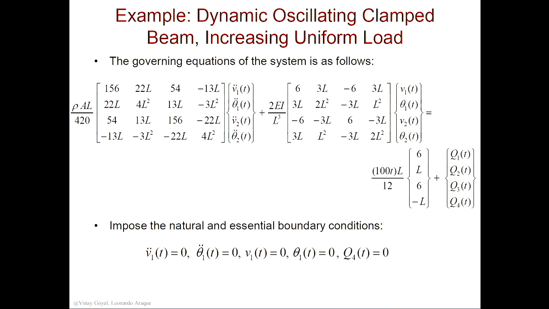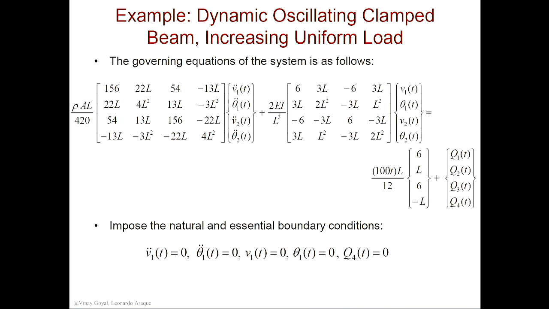So the governing equations are this. You guys saw already this is a mass. That's a stiffness. If you check out the uniform distributed load, you'll get this to be QL over 12, 6L, 6, minus L. You can go back to a previous lecture. For uniform load, that's what you get. So Q, I have 100 times t. Okay, 100 times t. So this is true at any point in time. I'm going to impose the natural and essential boundary conditions now.